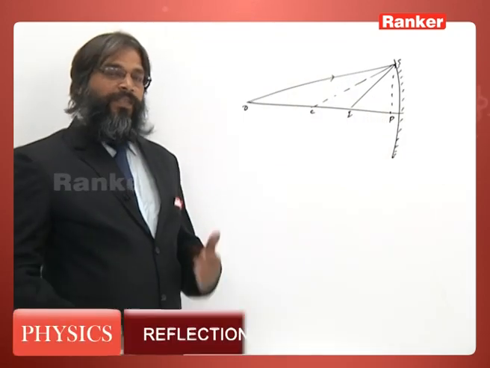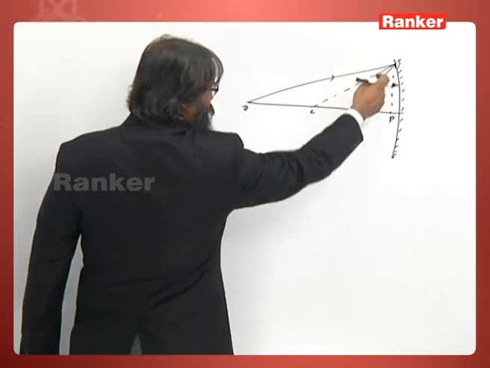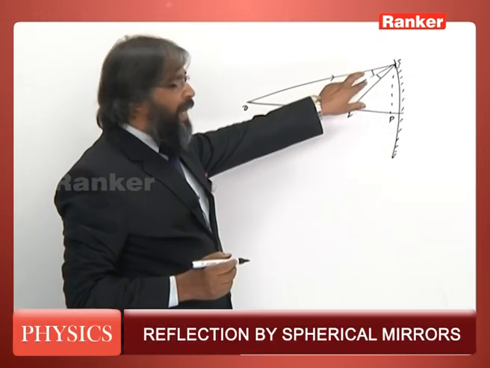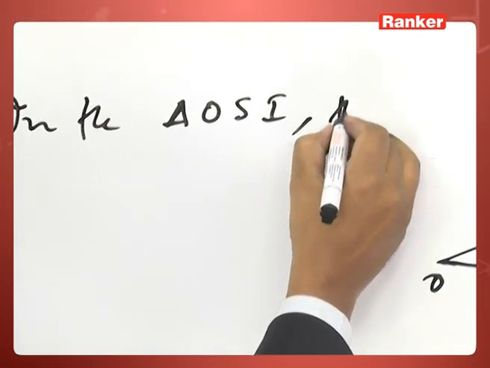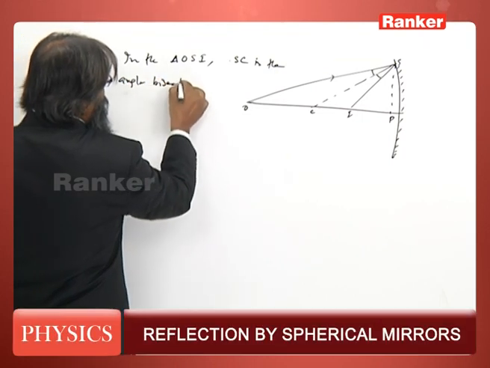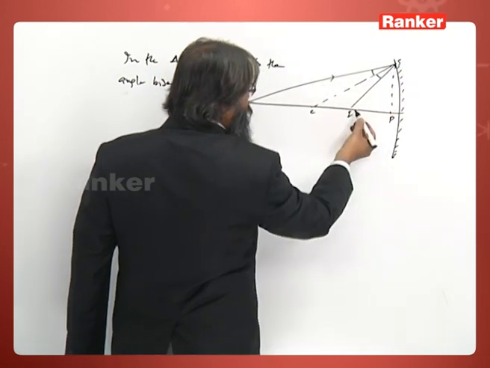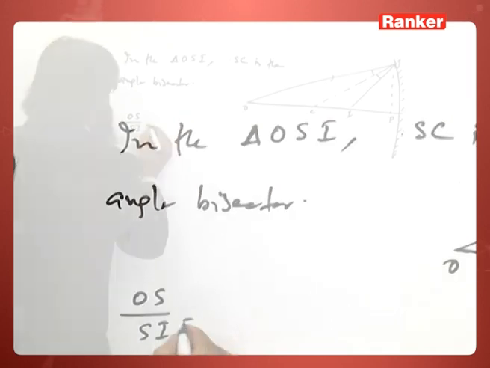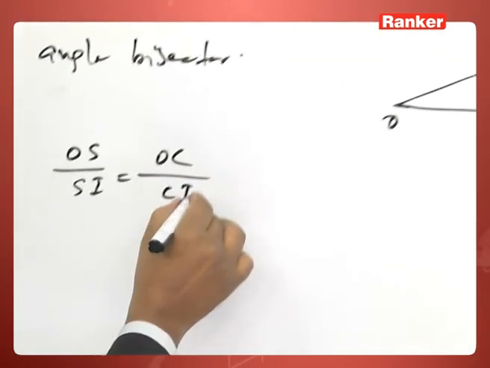Now let us derive the mirror formula in another way, where we are going to use plane geometry. This is my paraxial ray, which after reflection forms an image I. So you see, this is I and this is R. So these two angles are equal, I is equal to R. So in the triangle OSI, SC is the angle bisector. We have a theorem that in a triangle, if there is an angle bisector, the ratio of these two sides will be the ratio of the other two. So we can write OS by SI is equal to OC by CI.